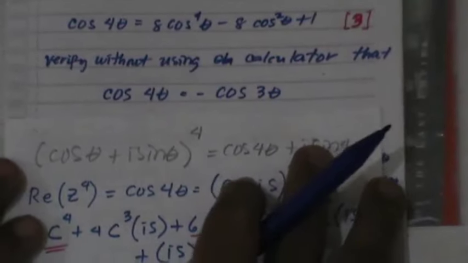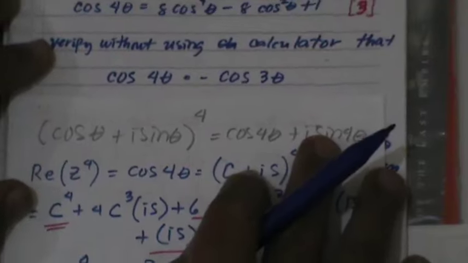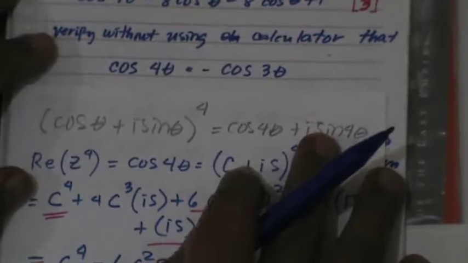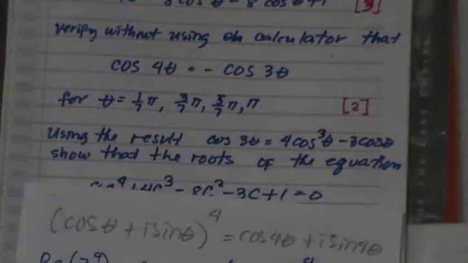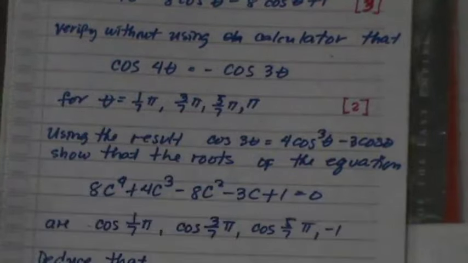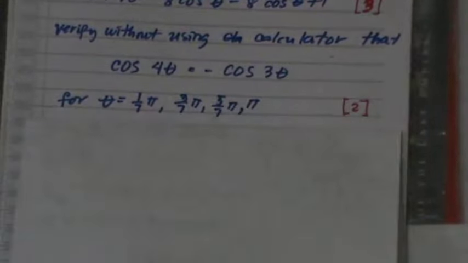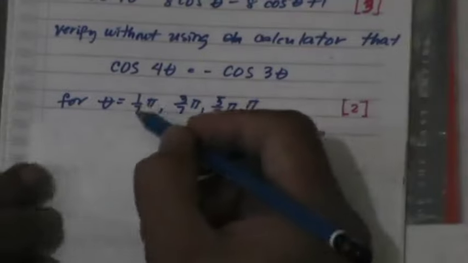If you have any questions about part 1, just replay the video until you understand everything. Alright? So, verify without using a calculator that cosine 4 theta is equal to the negative of cosine 3 theta. Again, we don't need a calculator. We just need to plug in and show that they are equal.